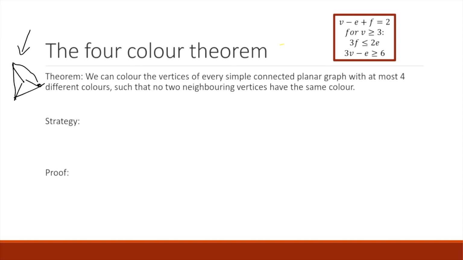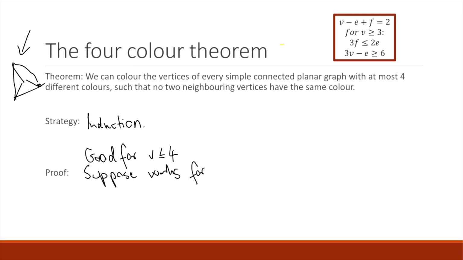So our strategy is going to be the same. We are going to do induction again. So let's suppose it's okay for, well, now we can only suppose it's okay for, obviously, 1, 2, 3, and 4 vertices. That's easy because we have 4 colors. So good for vertices at most 4, and suppose it works for n. So same sort of story. And now we want to find a configuration for n plus 1, for v equals n plus 1.